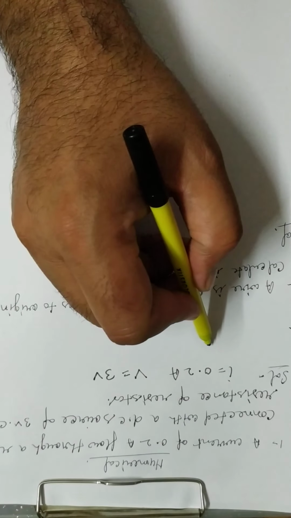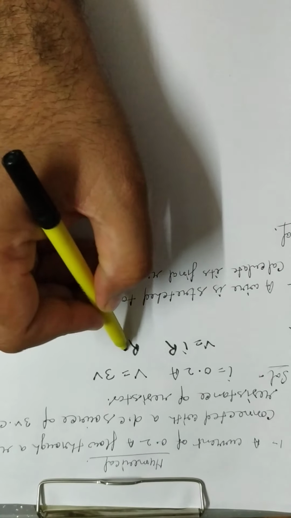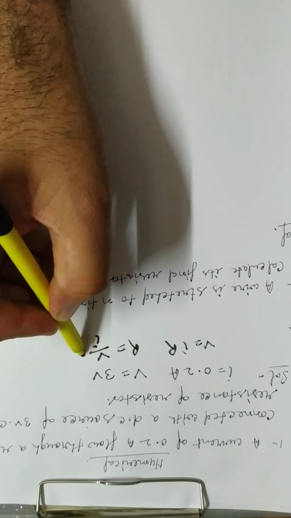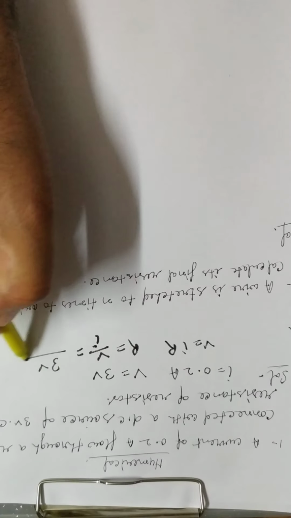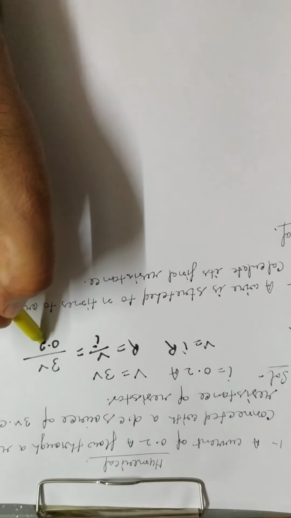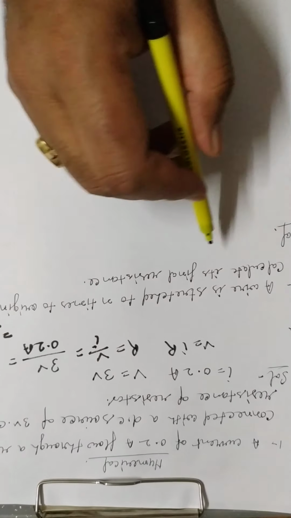So according to Ohm's law, everyone knows V equal to IR. So R equal to V upon I. Now put the value of V and I. V is given 3 volt upon current is given 0.2 ampere. Now solve it. It is equal to 30 by 2, and that is 15, so it is equal to 15 ohm resistance. Now see the second question.